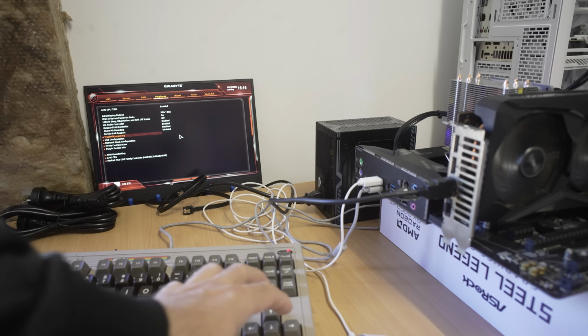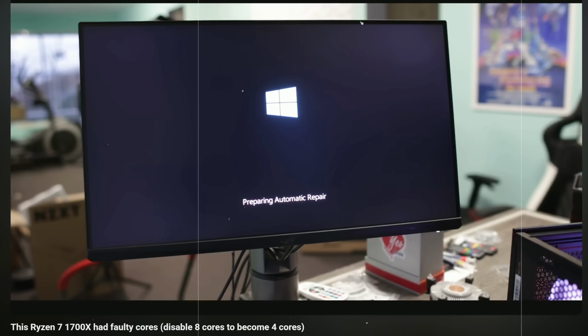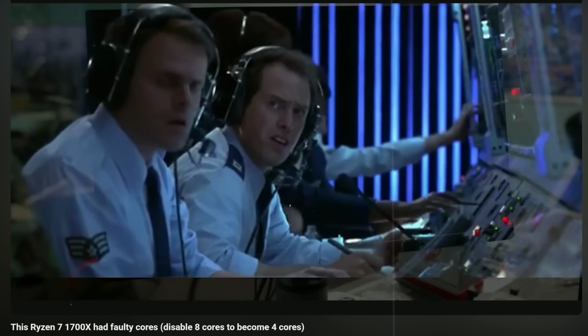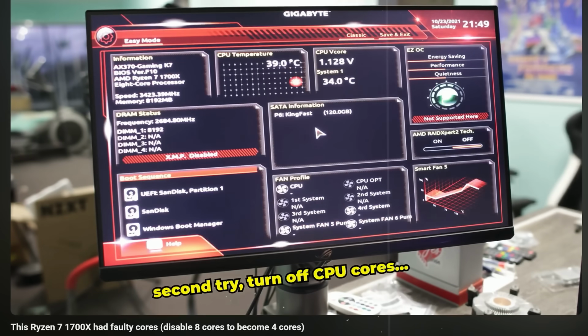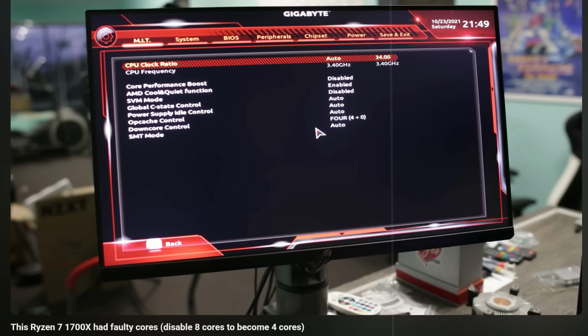And so I've seen this in the past where I've actually had a Ryzen with some faulty cores on it, and what I've had to do is disable half the cores. Because what the symptoms were there was you'd get into the BIOS and within like a minute, the whole system would just crash. So that's some really good news on that front.